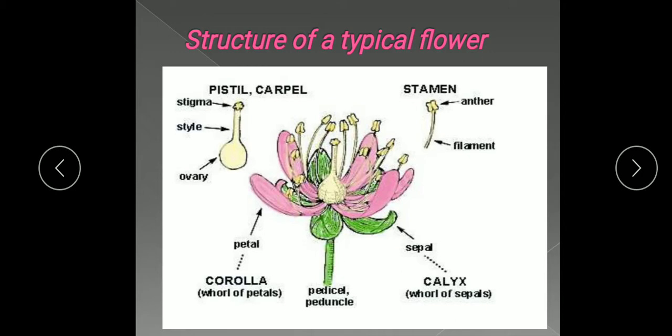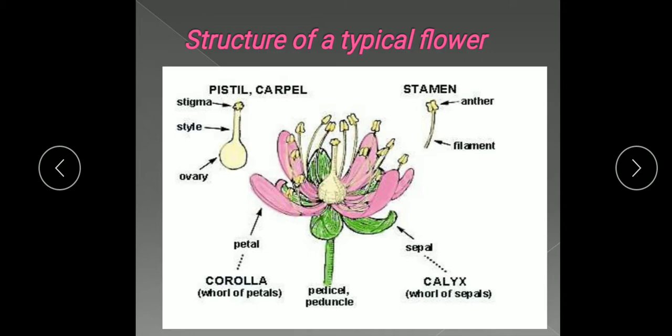Then we will study the gynoecium. The gynoecium is made up of one or more carpels or pistils, the female reproductive part, and a carpel is further divided into three parts. The proximal, ovule-containing part is the ovary. The ovary has one or more chambers in it. These chambers are known as locules, and they contain the ovules.